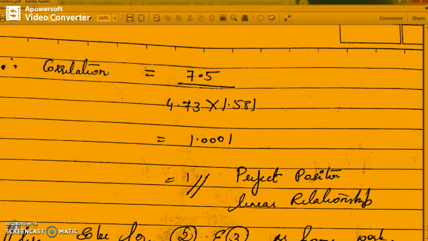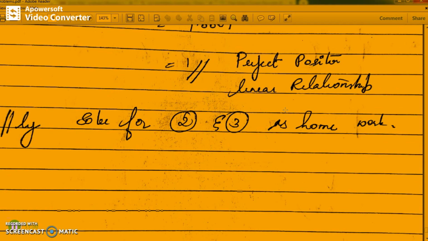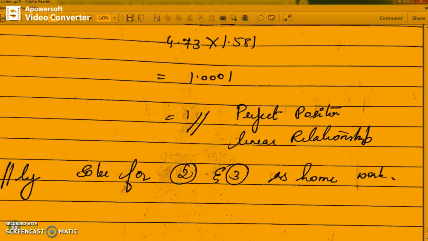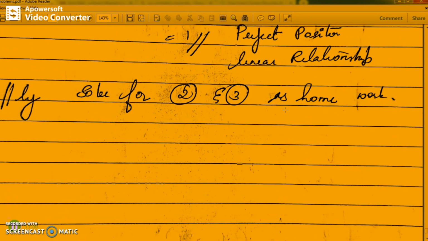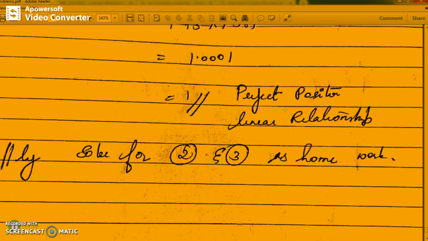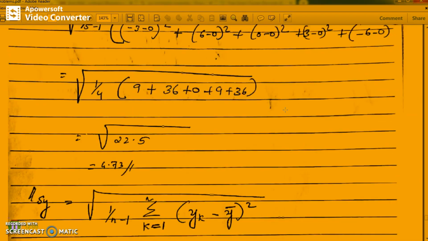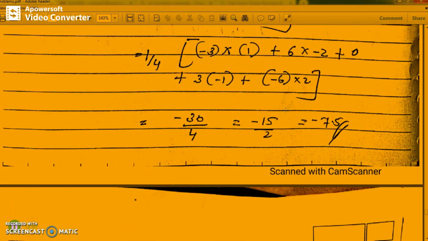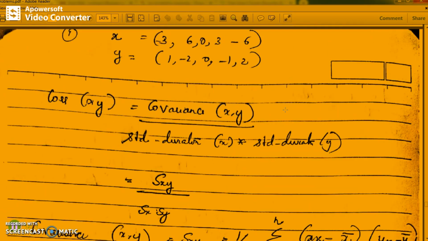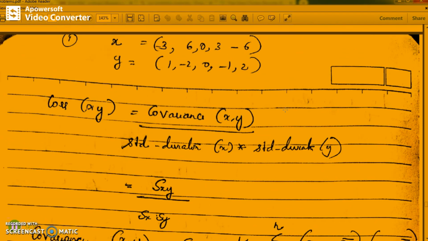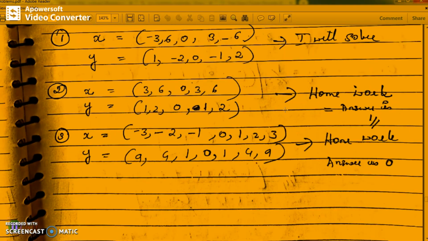So what does a correlation value equal to 1 mean? A positive correlation exists between the two objects x and y. That means when the x value increases, the y value also increases. So that is positive correlation, a perfect positive linear relationship between the two objects, right? This is what correlation means. That is why I'm asking you all to practice the second and third problems as well, wherein for one problem you get the answer 0, and for the other you get the answer -1. So negative correlation, positive correlation and 0 correlation, all three problems are here.